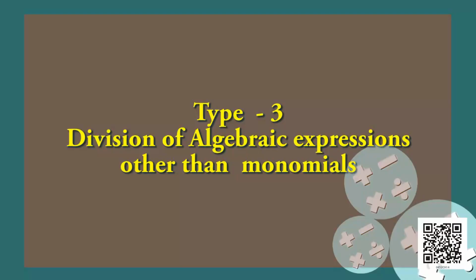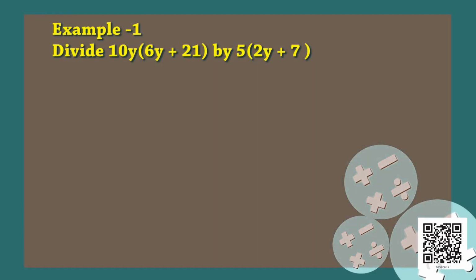Now, type 3. Type 3, division of algebraic expressions other than monomials. Here in this section, we perform the division among polynomials other than monomials. It is illustrated as follows. Example 1. Divide 10y into 6y plus 21 by 5 into 2y plus 7. Note that both are bigger than monomials.